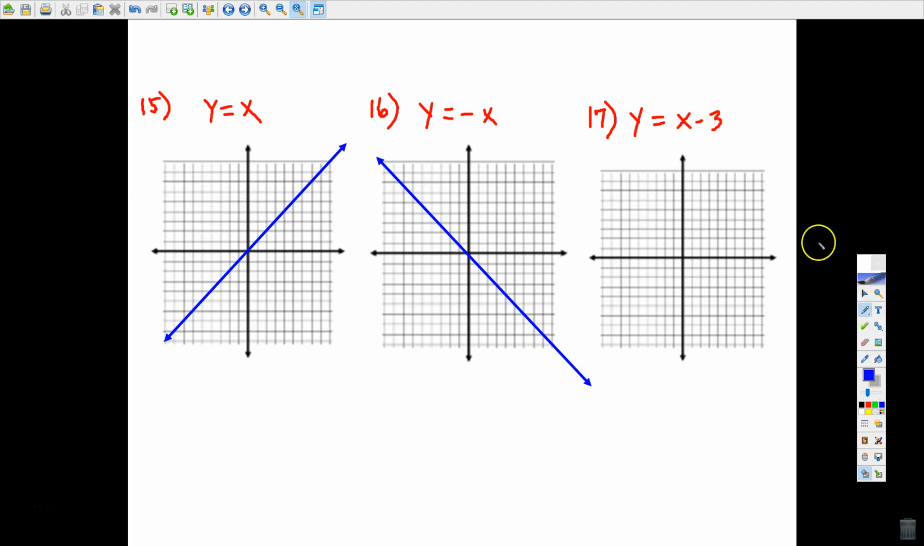There's several different ways of thinking of translate, move. This is taking the parent and shifting it 3 places down. So all of the points on the parent would go down 3, and it'll look something like that. And so there's 15 through 17.